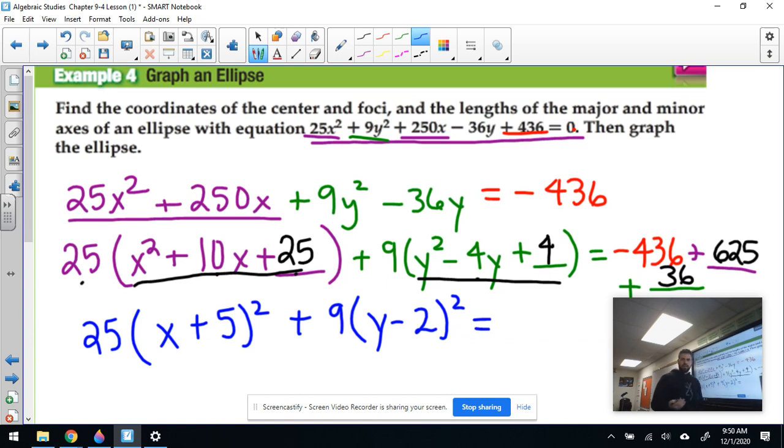and now I got to add up all those numbers. So I go to my calculator and I do that. I say negative 436 plus 625 plus 36 is going to be 225. Okay? So now I have a number that it's equal to. But we know the equation for an ellipse has to be equal to 1. So how do I change 225 to get it to 1? So what I'm going to do to stay consistent is I'm going to divide everything by 225.